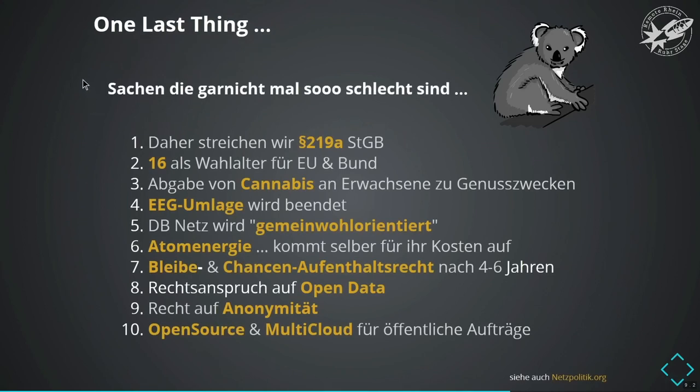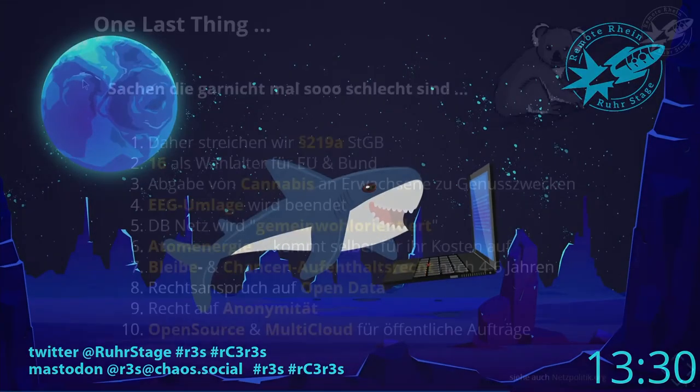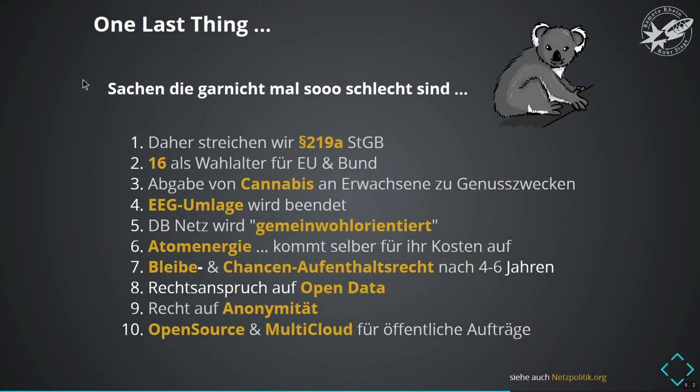I was complaining a bit, but if you really look at the coalition agreement through pink glasses, there are quite a few things which are really good. Paragraph 219a will be abolished, election age of 16, I think it's great, legalization of cannabis at last. DB Netz, the railway company, will be gemeinwohl-oriented, common good-oriented. Nuclear energy has to bear its costs itself.